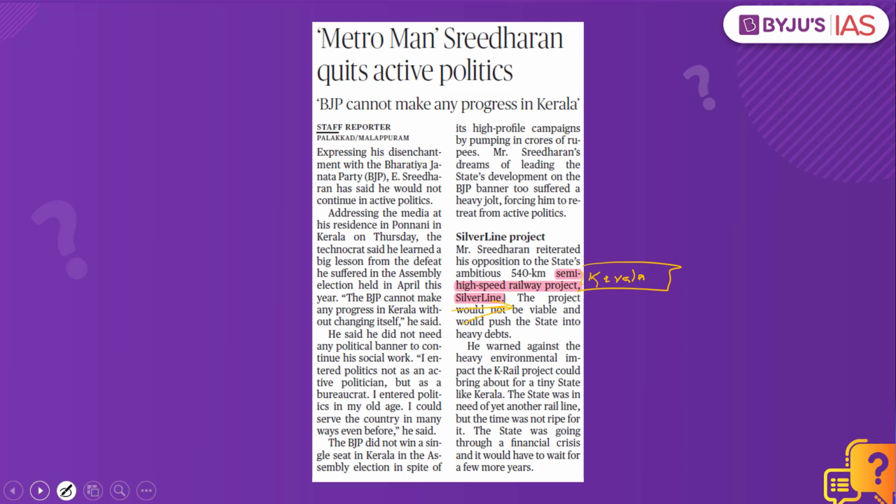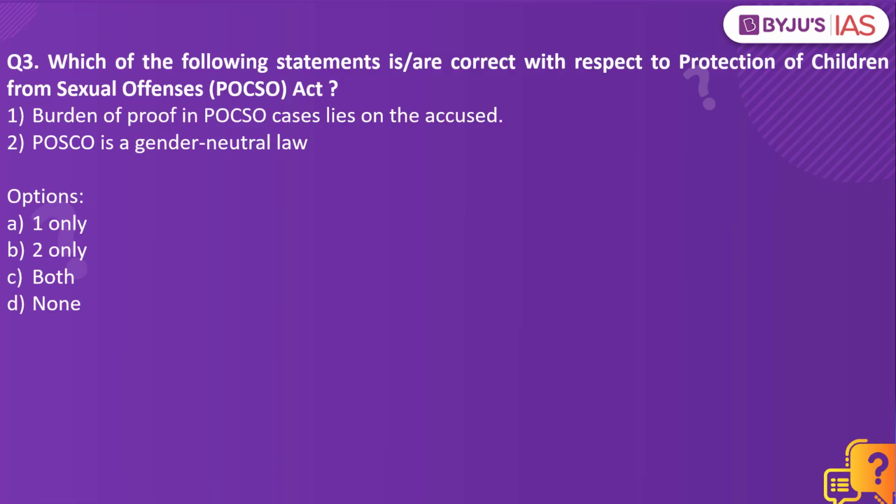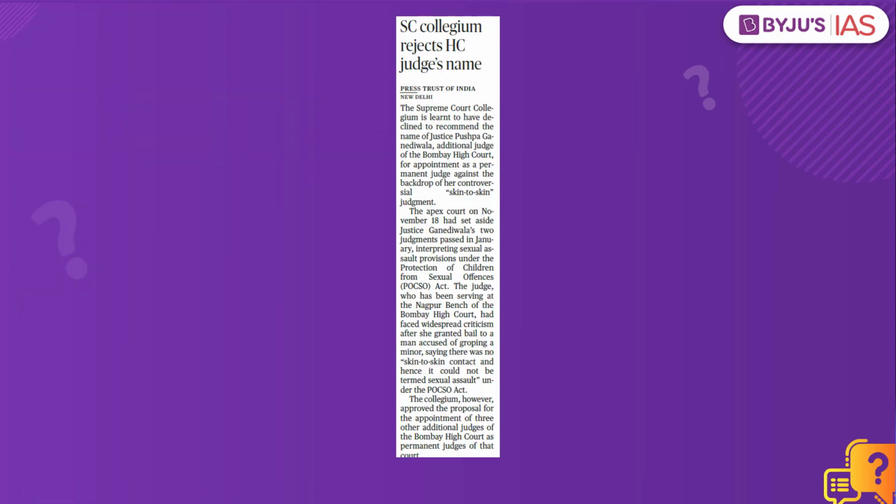Now let's look into the next practice question. Which of the following statements are correct with respect to the Protection of Children from Sexual Offences Act? Burden of proof in POCSO cases lies on the accused. POCSO is a gender neutral law. Which of the statements are right? The answer to this is both. Why have we taken this practice question? Because this article in The Hindu makes a mention of the Protection of Children from Sexual Offences Act.